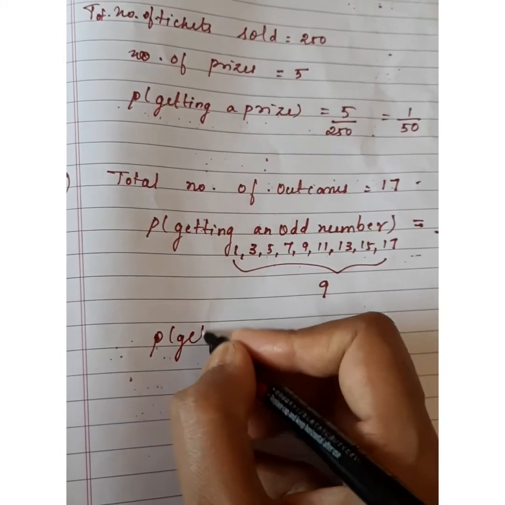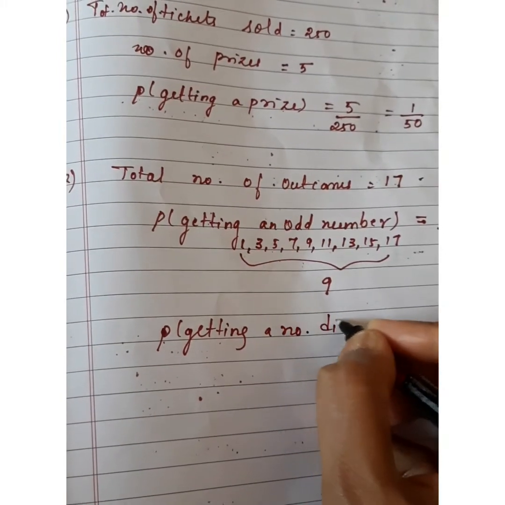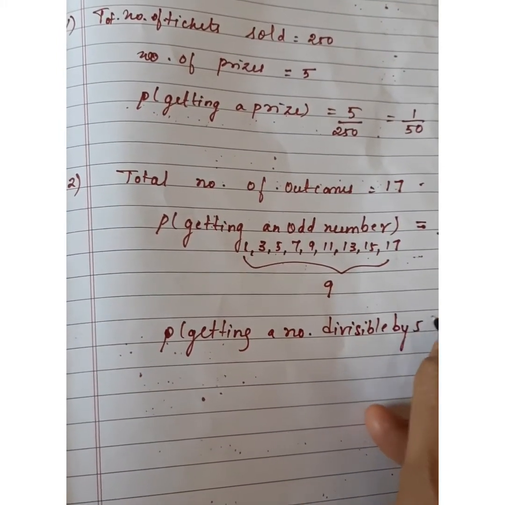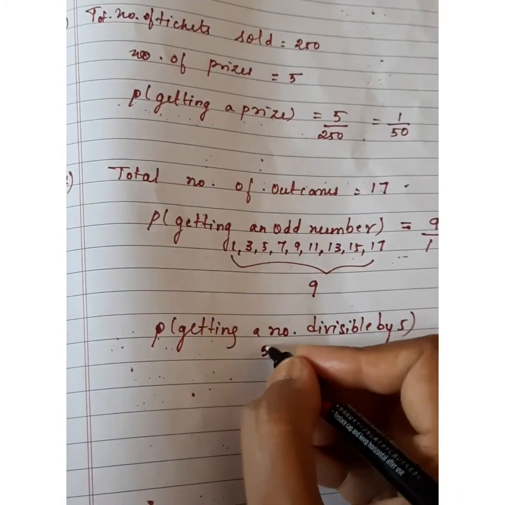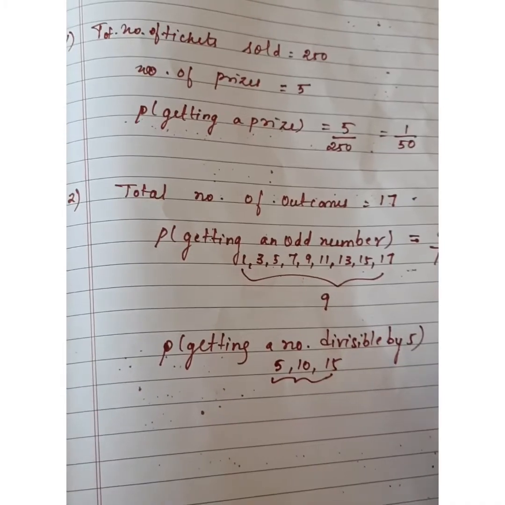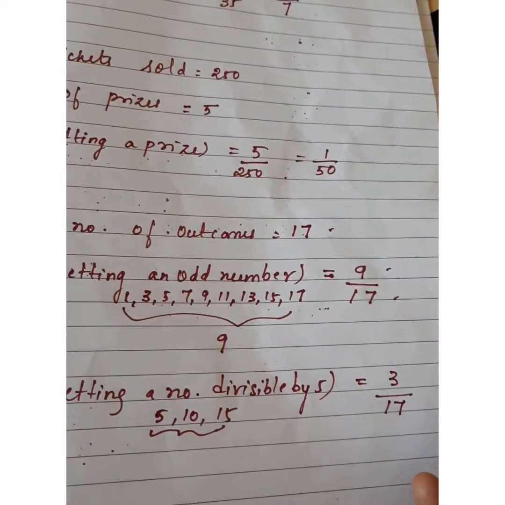Next, probability of getting a number divisible by 5 is going to be the multiples of 5. So 5, 10, 15. So these are the 3 numbers. So that's going to be 3 by total 17.